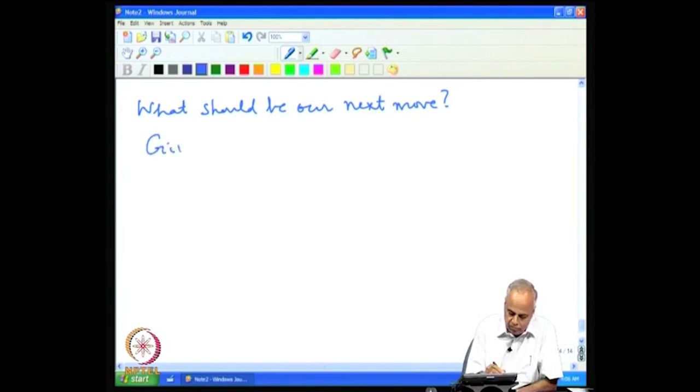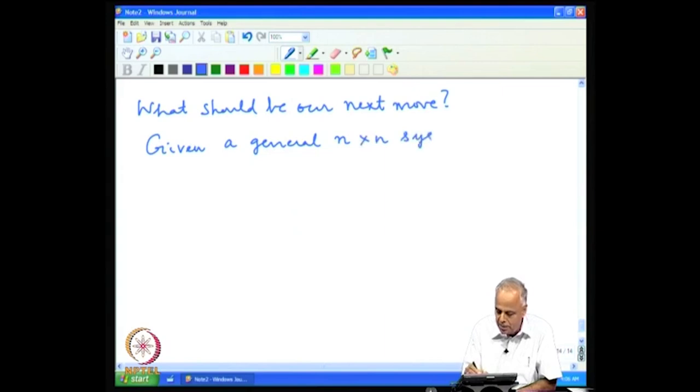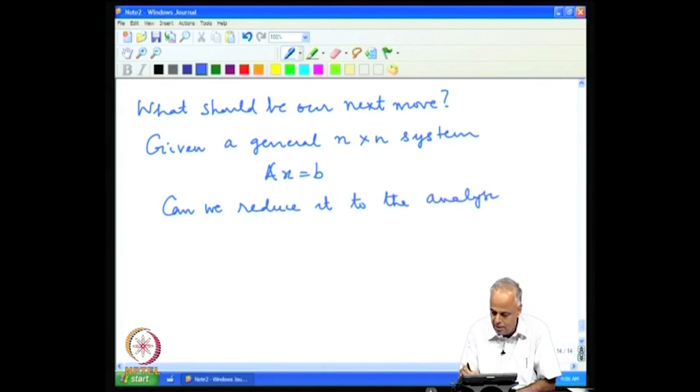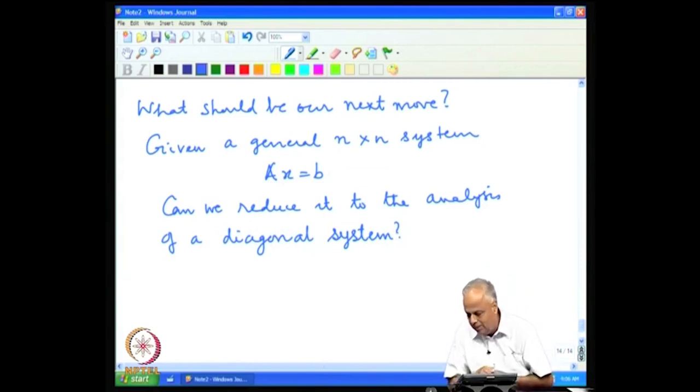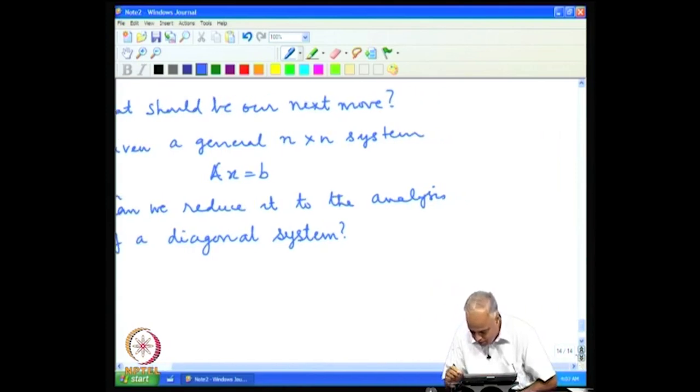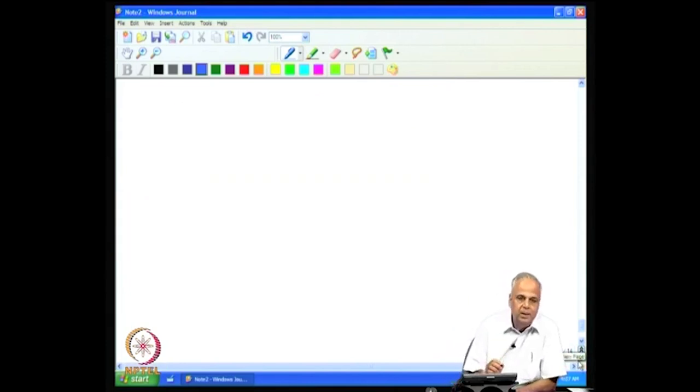So, given a general system, an n by n system, let us stick to n equations in n unknowns, the easier version. So, given a general n by n system, Ax equal to b, can we reduce it to the analysis of a diagonal system? Can we reduce this to the analysis of a diagonal system? What do we mean by this, or how can we go about getting to this diagonal system? This is where we like to introduce the idea of change of variables.